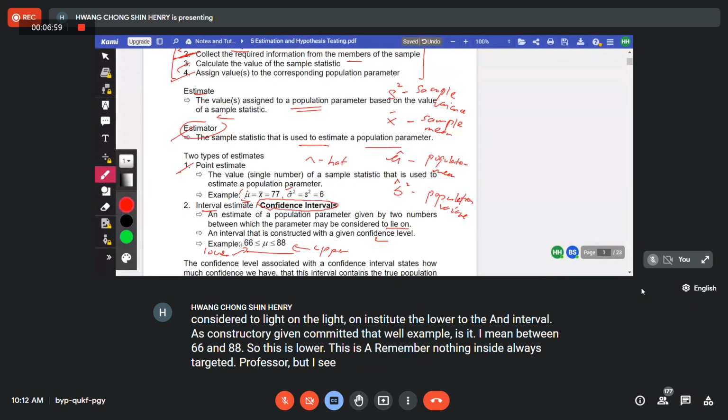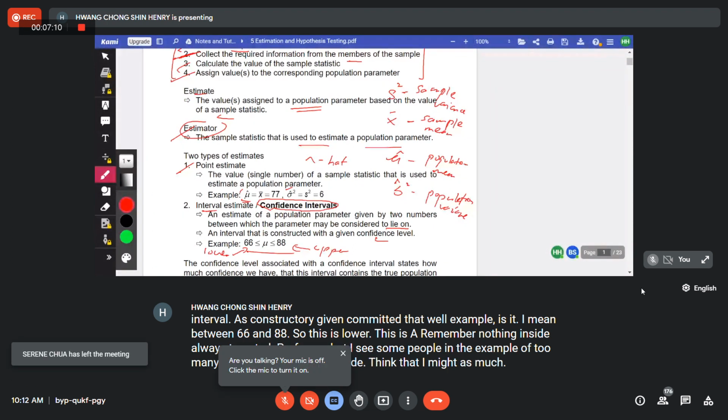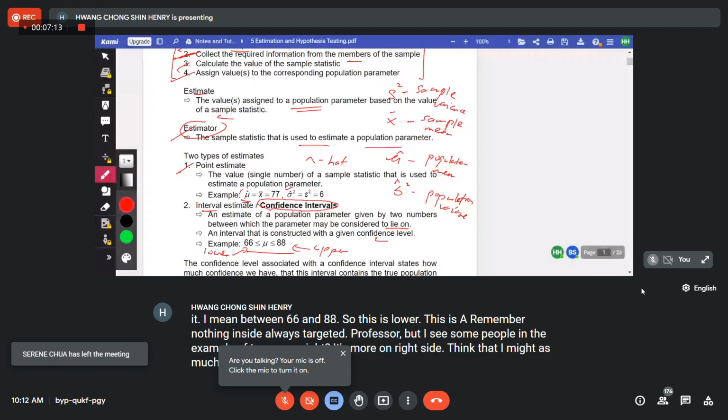Remember, right hand side is always higher than left hand side. But I see some people in the exam, they panic, too panic. They write the smaller on the right hand side, bigger value on the left hand side. So should I minus marks? Yes, I minus marks. The value is correct, but they are too panicked. Quite wrongly.